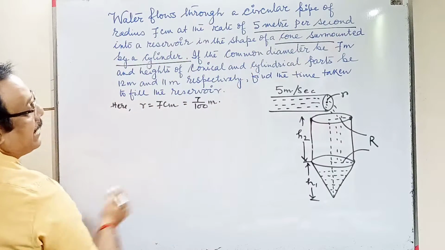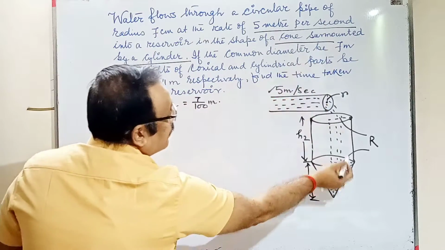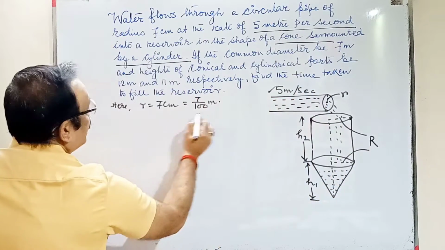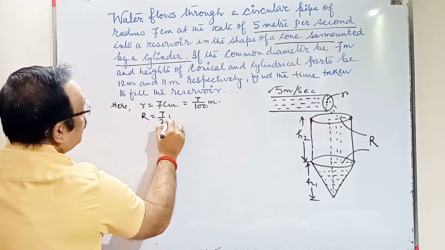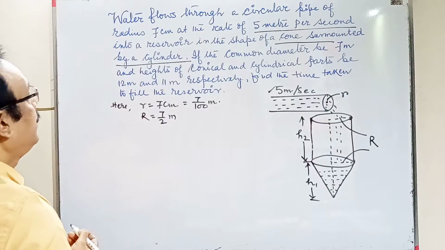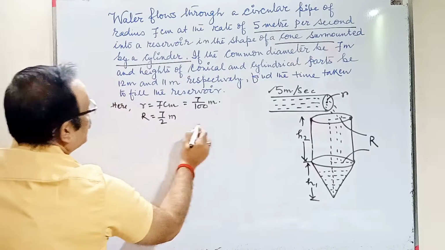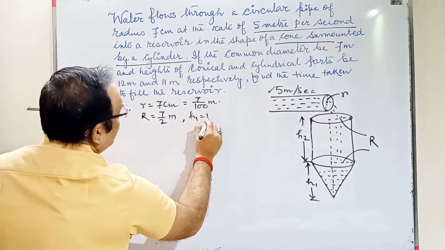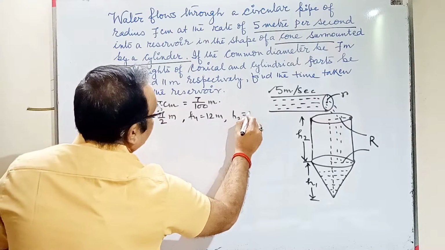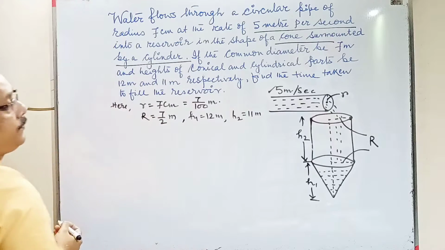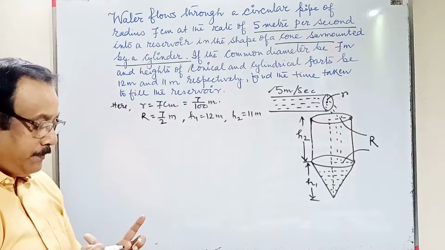Rate of 5 meter per second, this rate is 5 meter per second given. The common diameter be this, the common diameter is 7, so this R will be 7 by 2 meter. The heights of the conical and cylindrical, first comes conical. So conical is 12 meter, that is H1 is 12 meter, and H2 is 11 meter. These are the information, the data that is provided to us.